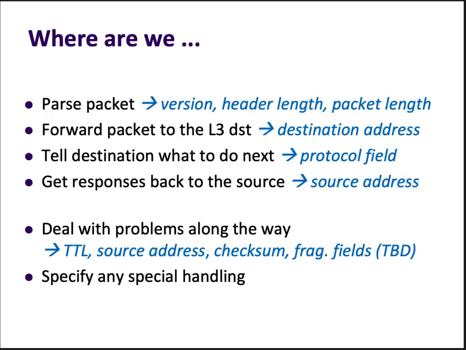Okay, so with that, we have added 3 more types of fields to our IP header. We have a TTL, the source address we already had, and we're going to have a set of fields to do fragmentation. There's a question somewhere that I, yeah.